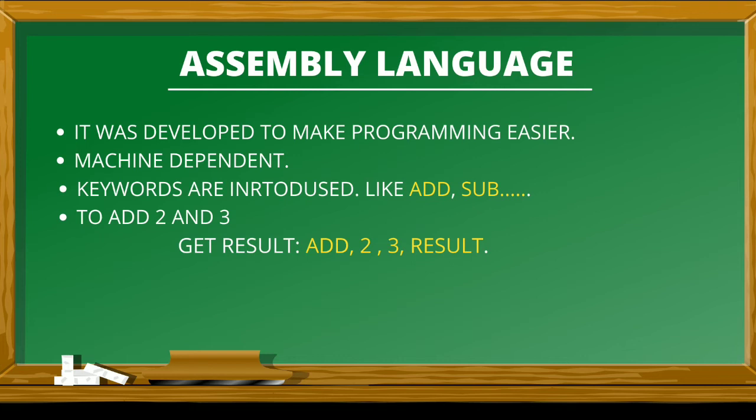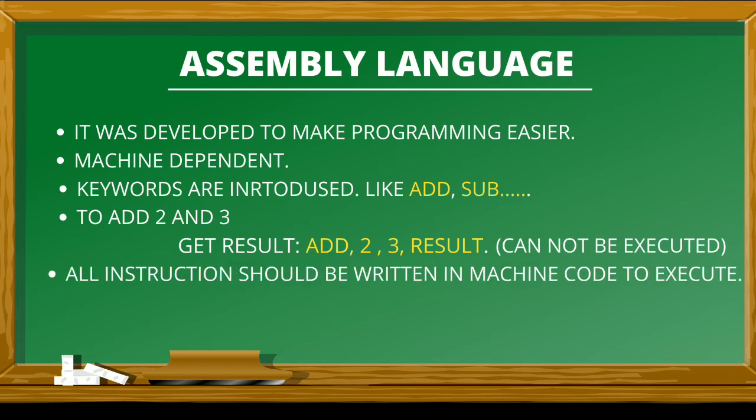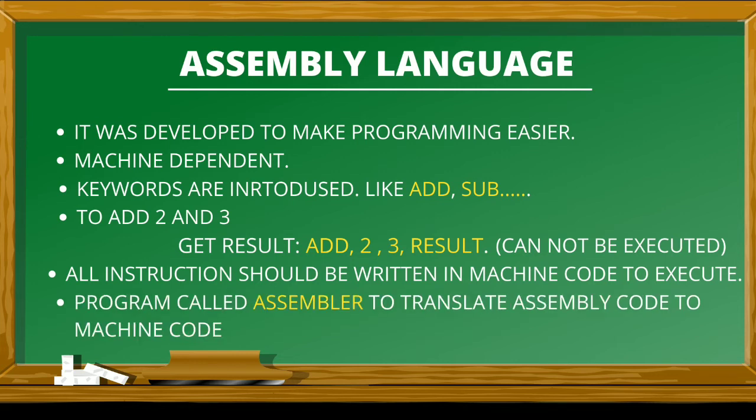This is an assembly instruction. We will tell the computer to add the number 2 and the number 3 and to store the result somewhere called result. So this is an instruction written in the assembly programming language. This cannot be executed because, as we said, all instructions should be written in machine code before we can execute them. So there is a program called an assembler that translates assembly code to machine code.